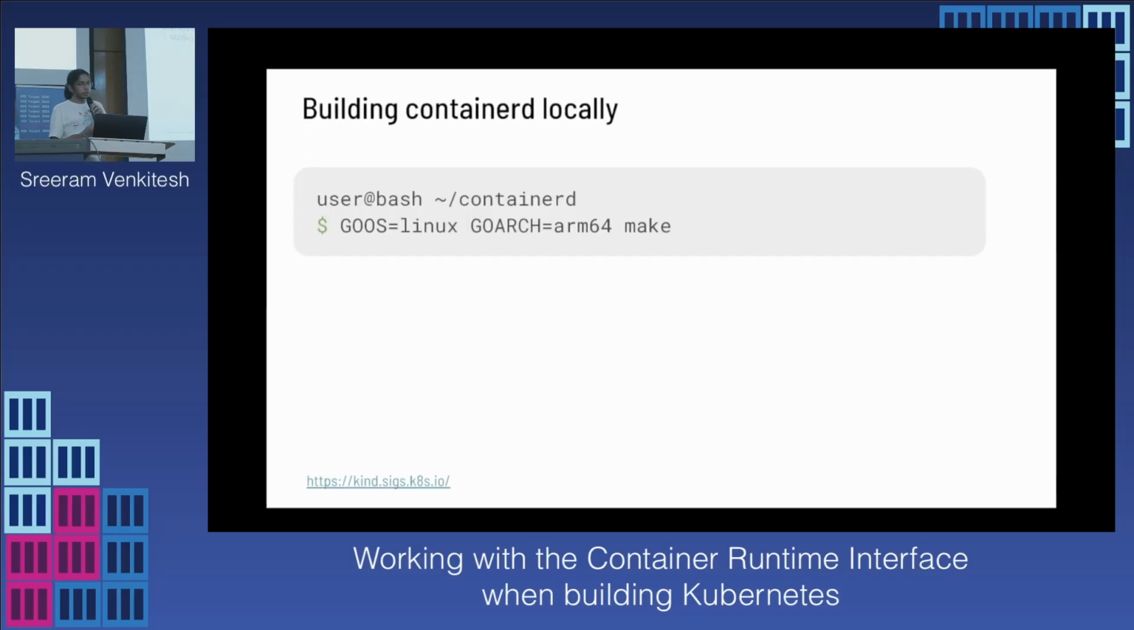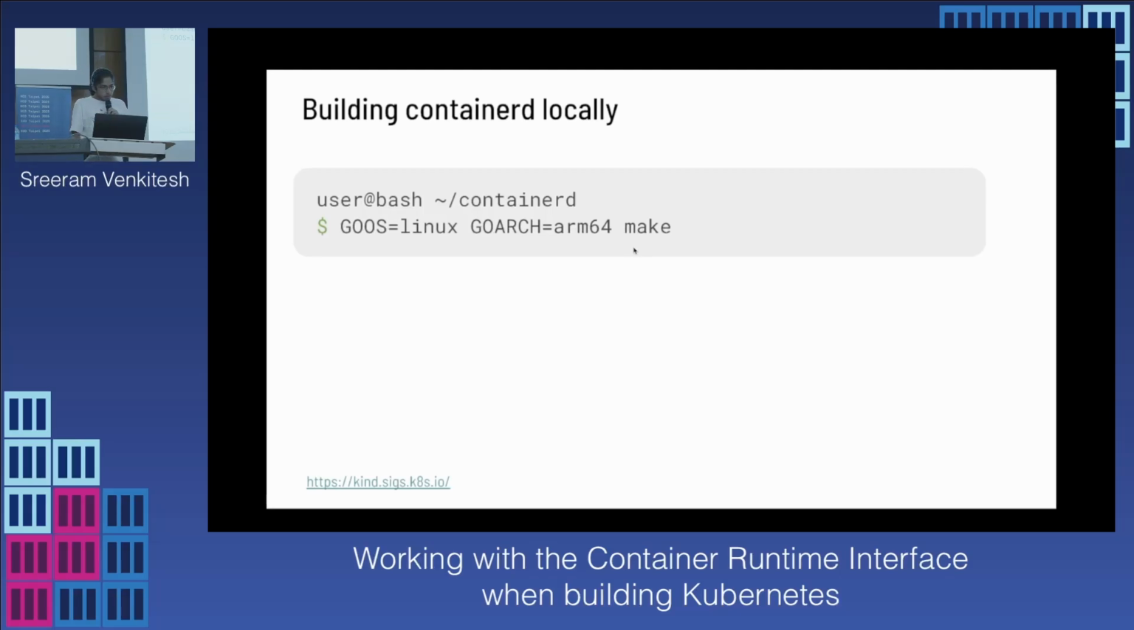Now I want to go into how we can make changes to the container runtime and compile the container runtime locally and use that container runtime to run Kubernetes. So I am going to use containerd. For containerd, we can run make to create the containerd binary. And in my case, since I am running this from a MacBook, I need to pass the Go operating system as Linux and the architecture as ARM64.